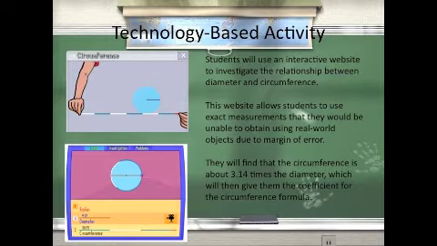In the technology-based activity, students will use an interactive website to investigate the relationship between diameter and circumference. After finding the diameter and circumference of real-world circular objects and determining the circumference is about 3 times the diameter, students will use the investigation on this interactive website to determine the exact ratio.